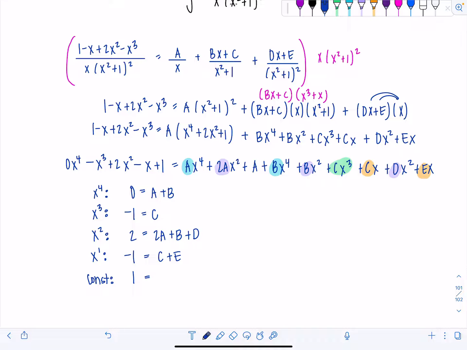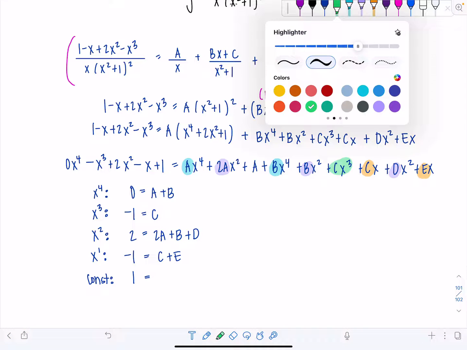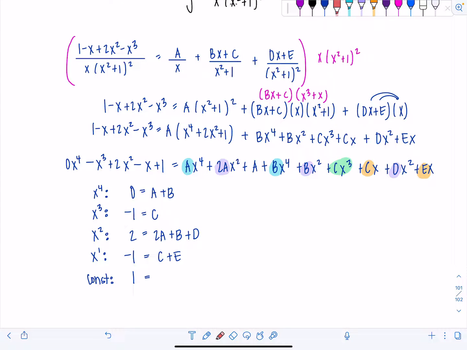Oh no, I need a new highlighter color. What sounds good? This peachy color.